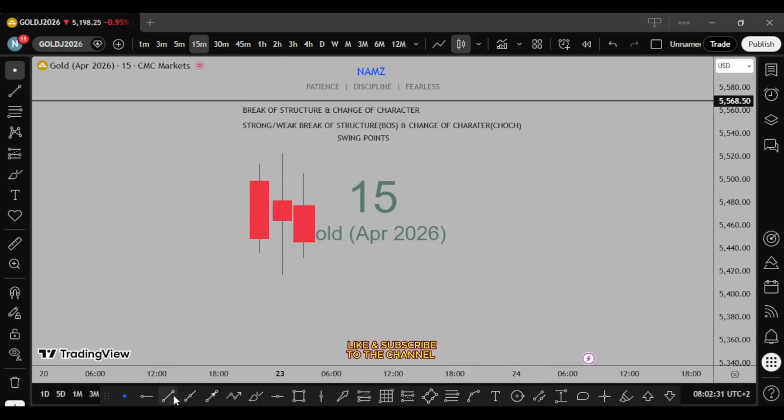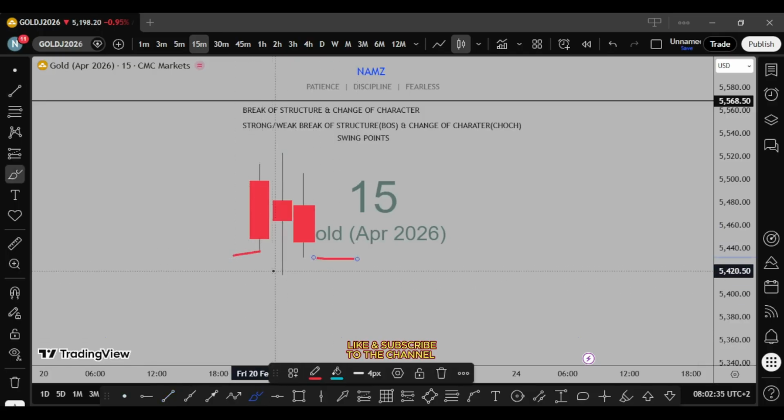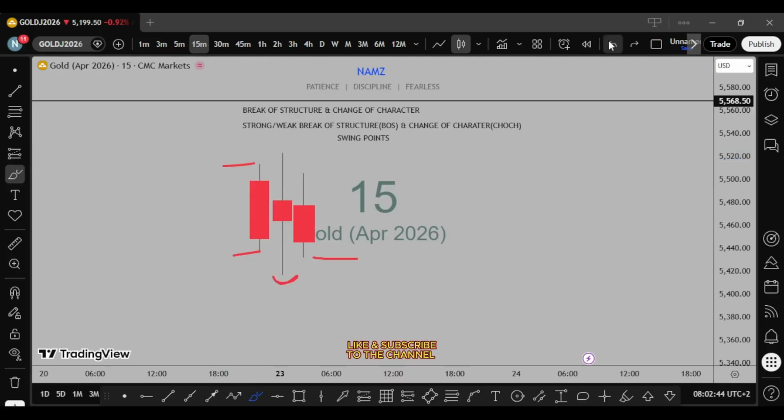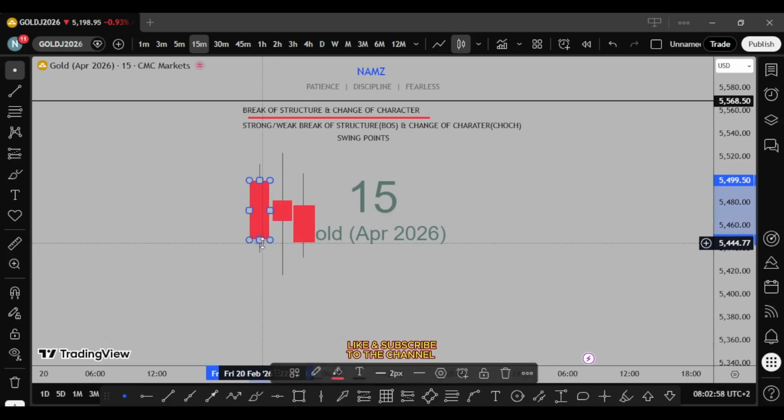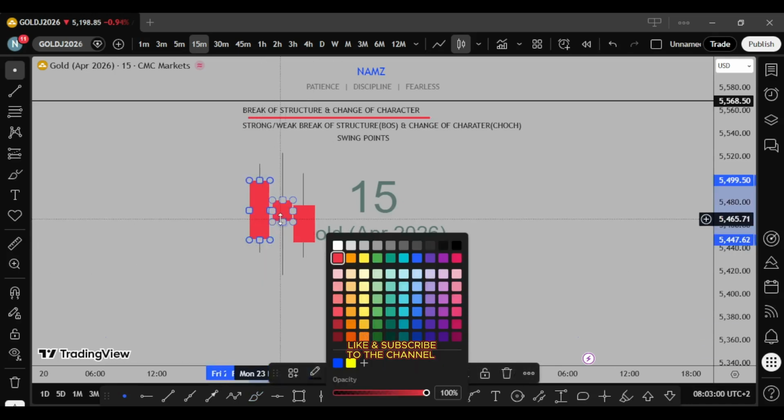We have a low to the left, a low to the right. The middle one is the swing point. A high to the left, a high to the right. The middle one is our swing high. So now, what makes the break of structure is this three candle formation. Like I have said, it's not about the color. Let's assume, okay, I make it this one, I make it green.